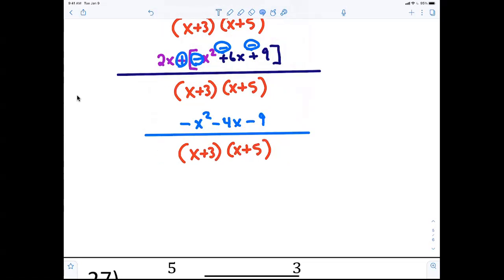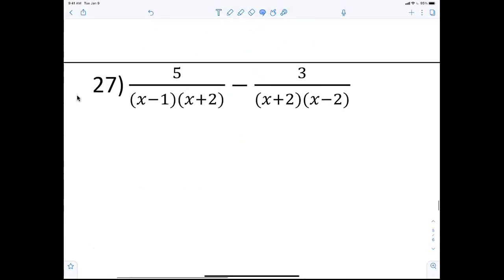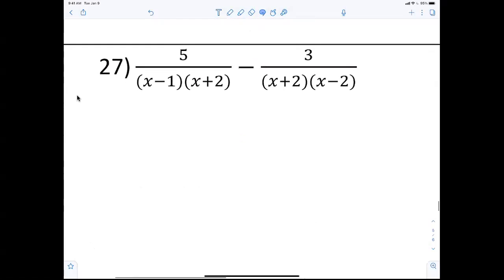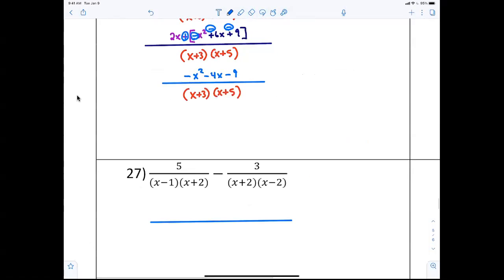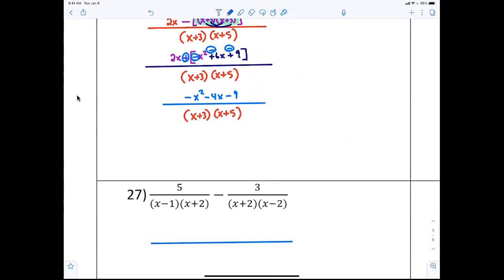All right, hopefully you feel you're getting better. All right, 27 guys, come on. Yes, sir. On the one above it, when do you know when to go to brackets? Well, when I'm distributing the negative.